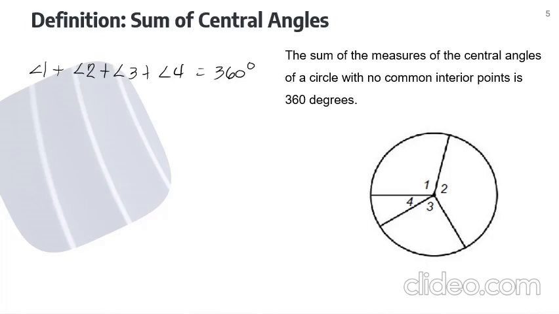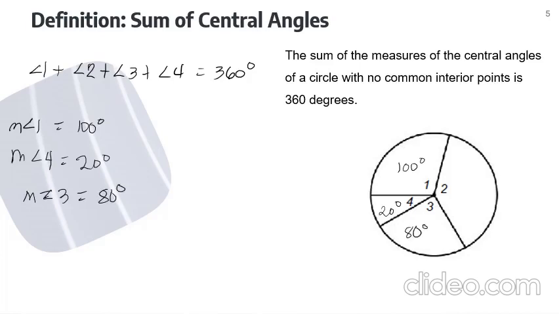Let us have an example. For example, the measure of angle 1 is 100 degrees. This one. The measure of angle 4 is 20 degrees. The measure of angle 3 is 80 degrees. What will be the measure of angle 2?